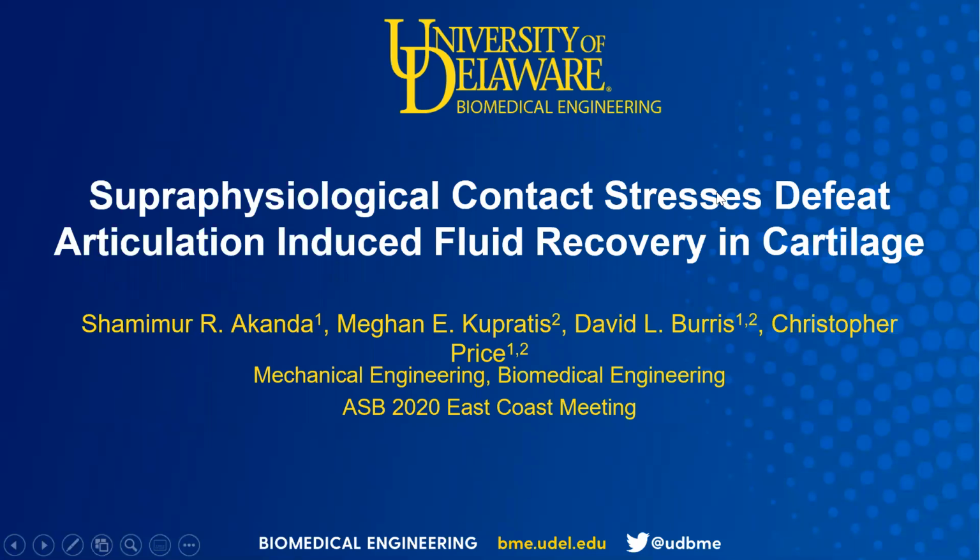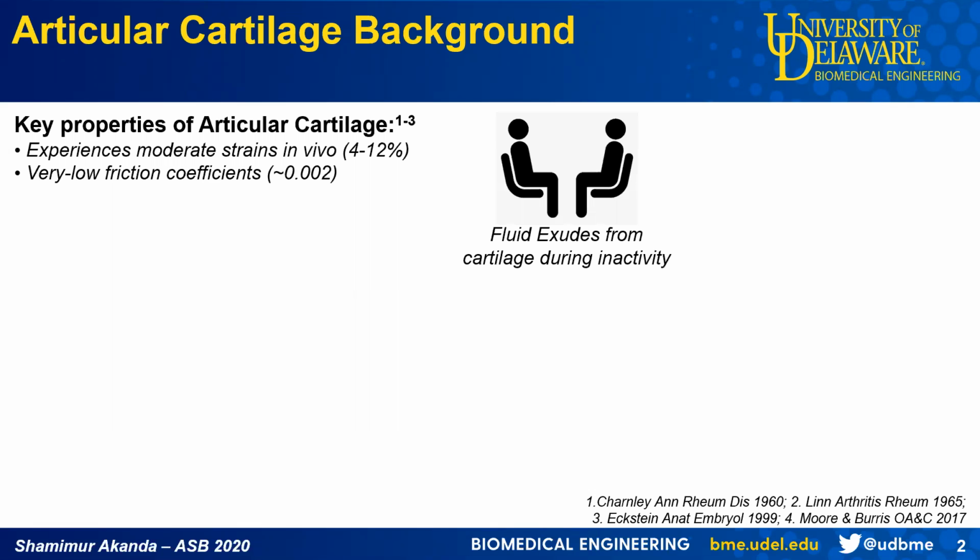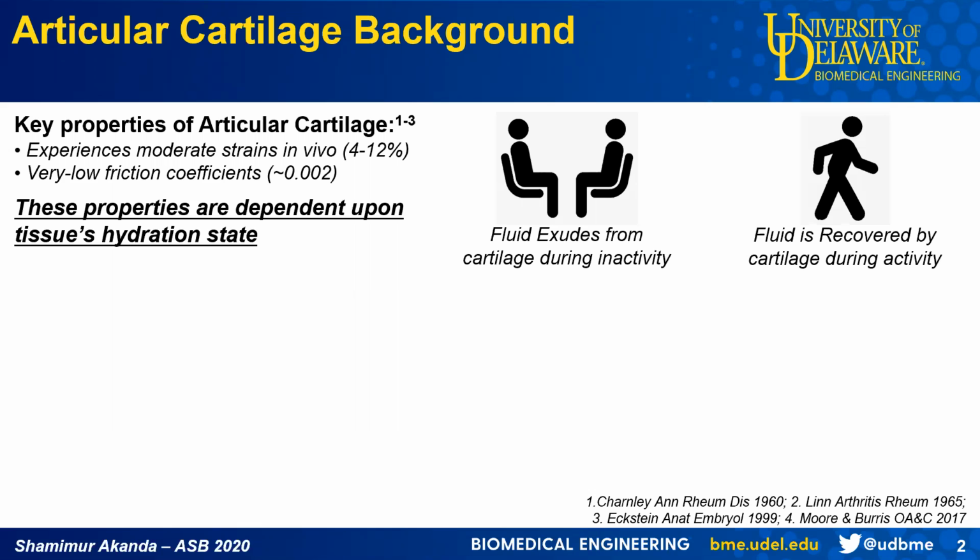I'm Shamimur and I'm going to talk about the effect of contact stress on tribomechanical behavior in cartilage. Cartilage experiences a very low friction coefficient and minimal strain in vivo. As it is a biphasic tissue, fluid exudes from cartilage during inactivity and is put back into cartilage during activity. These properties are dependent on the hydration state of cartilage.